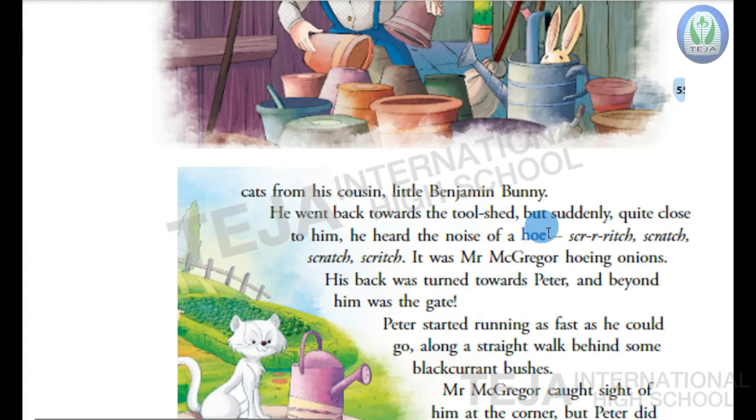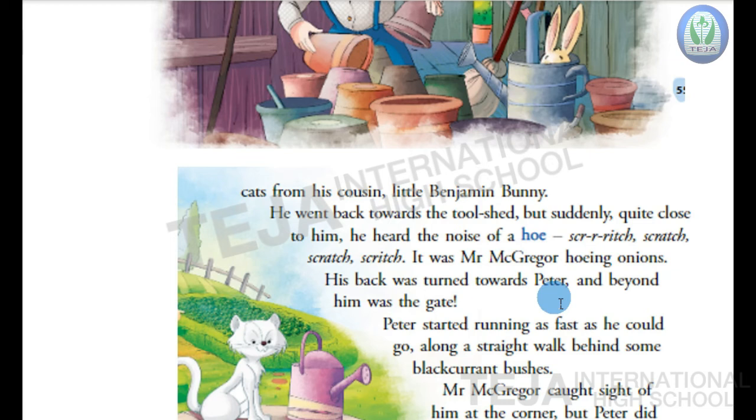He went back towards the tool shed, but suddenly, quite close to him, he heard the noise of a hoe. Scratch, scratch, scratch, scritch. It was Mr. McGregor hoeing onions. His back was turned towards Peter, and beyond him was the gate. Now, as Peter was running here and there in the garden trying to find the way out, at last, once again, Peter went back to the tool shed.